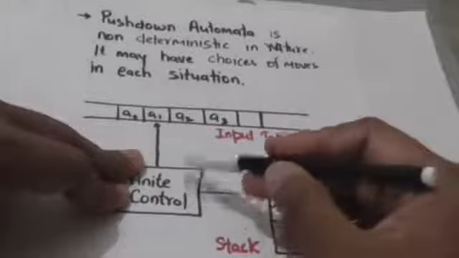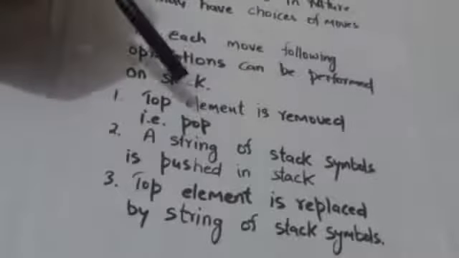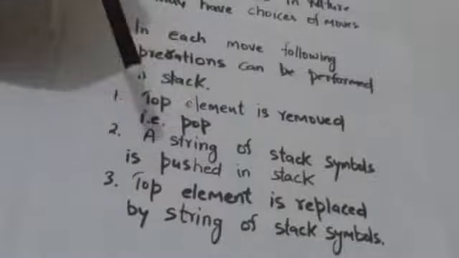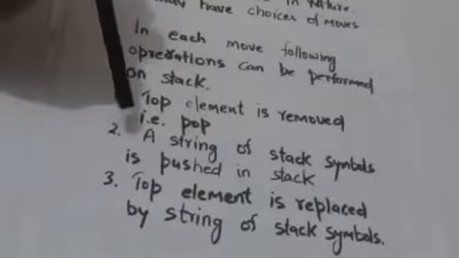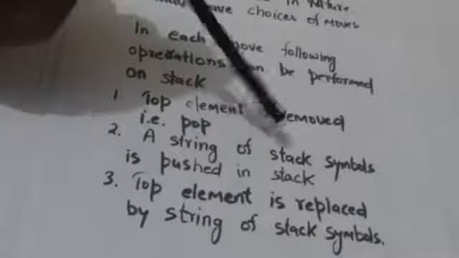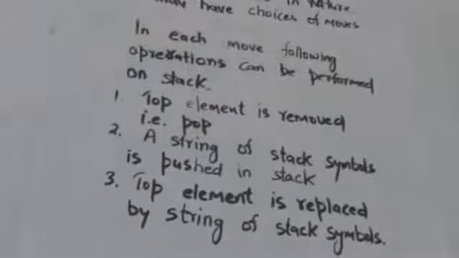In each move of pushdown automata, the following operations can be performed on a stack. First, the top element can be removed from the stack. This is called the pop operation. Second, a string of stack symbols is pushed onto the stack. Third, the top element is replaced by a string of stack symbols. So these types of operations can be performed on a stack in moves of pushdown automata.